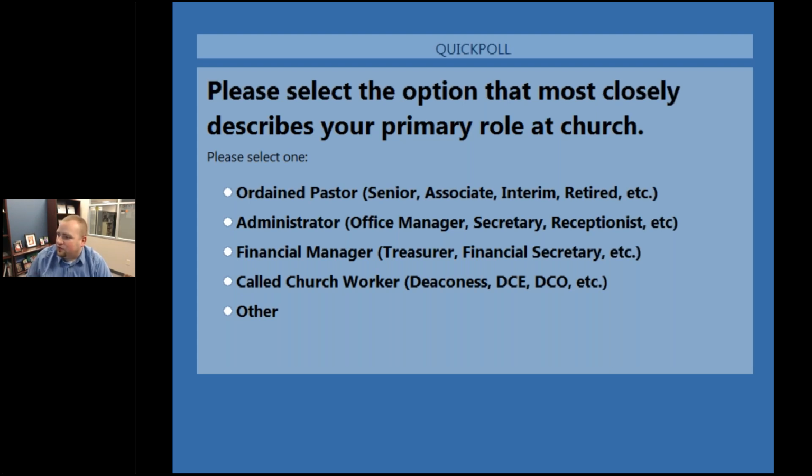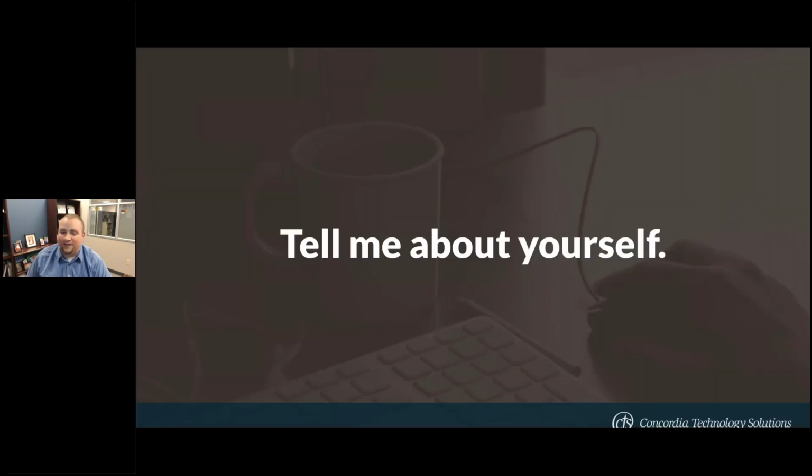And again, I have an assumption. We always put several different items out here, but it looks like almost everybody's on that financial manager, and that's a broad spectrum. But we've also got at least one pastor in here, so very good. Thank you very much for voting, or letting me know who's here.